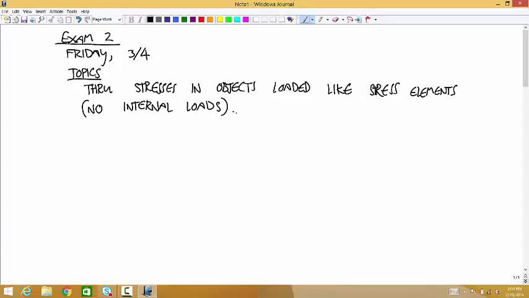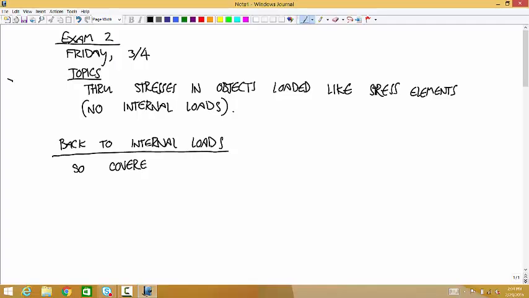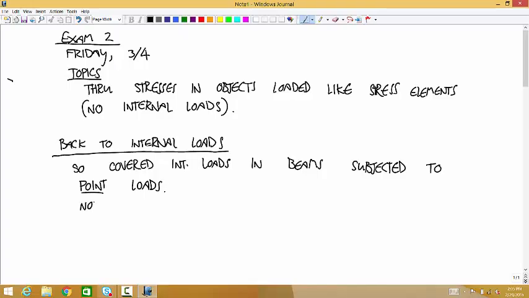Okay, so let's keep going with internal loads then. So far, we've only covered internal loads in beams subjected to point loads. So now we have to go into distributed loads.